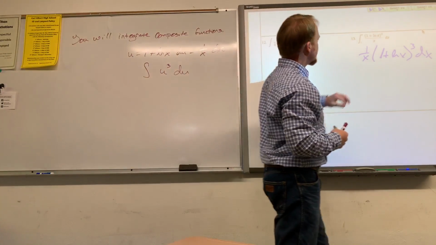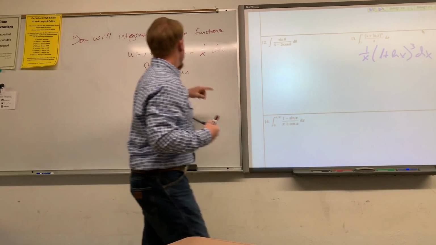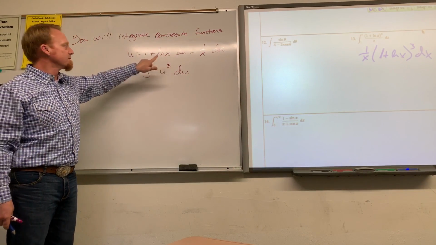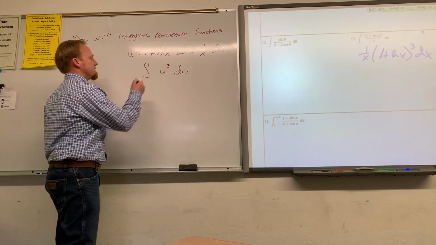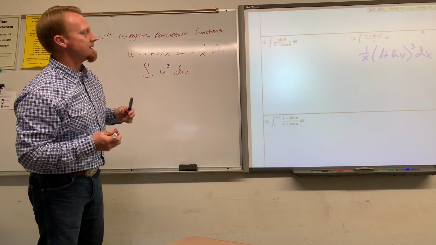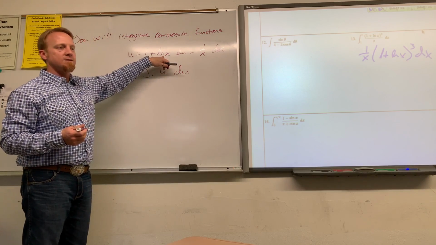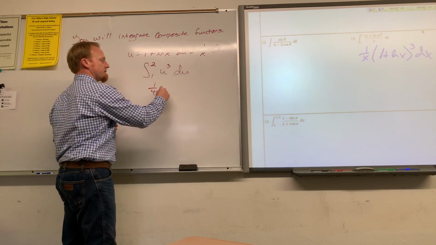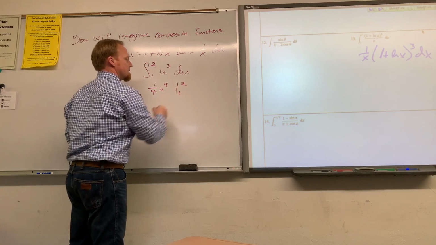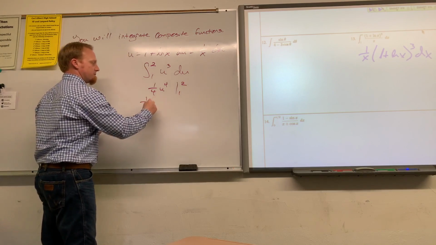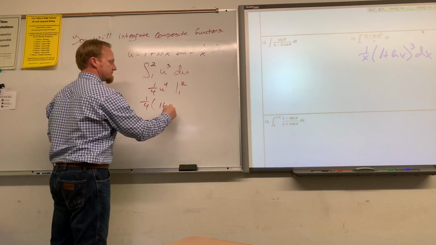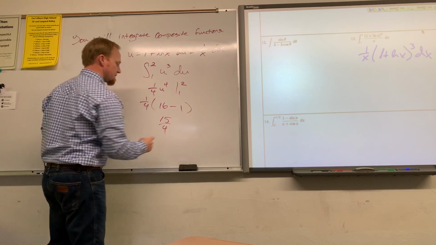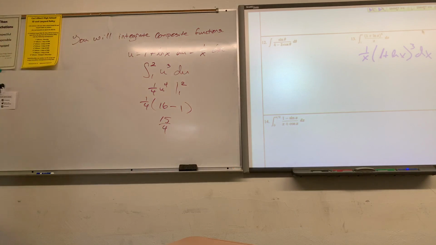Is that an e? Yes. Okay. So if I plug 1 in here, we all know the natural log of 1 is 0. So 1 plus 0 gives me 1. And then for e, the natural log of e is 1, and 1 plus 1 gives me 2. So 1/4, 2 to the 4th is 16, minus 1 to the 4th is 1. We end up with 15 over 4.